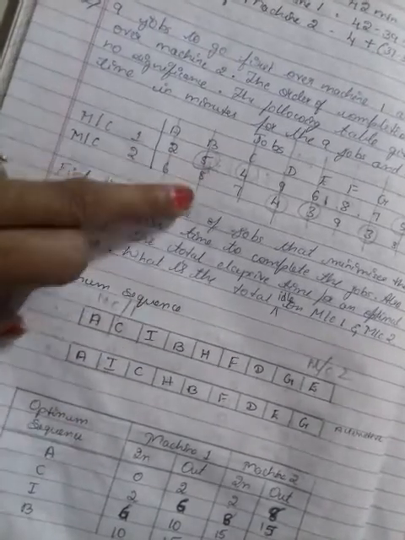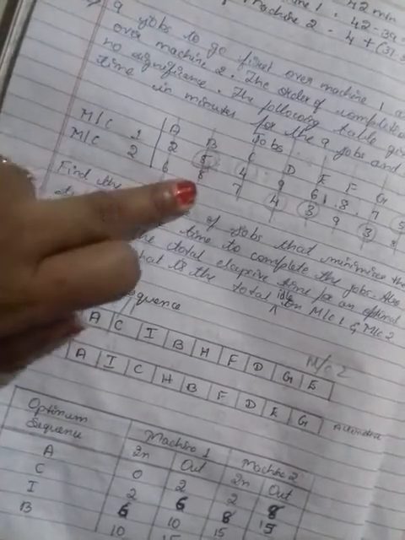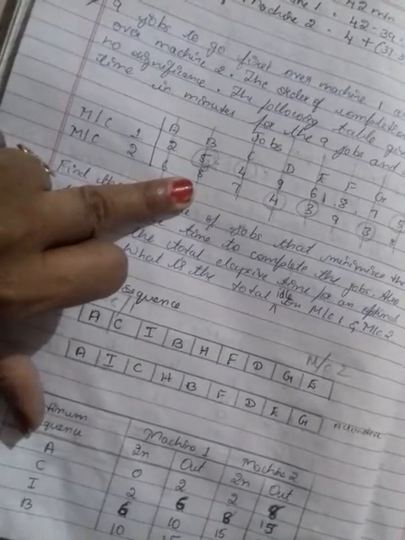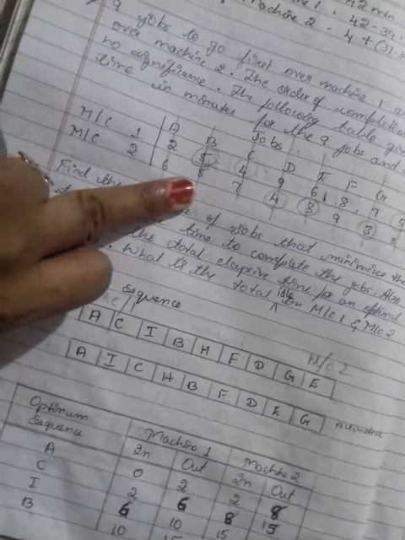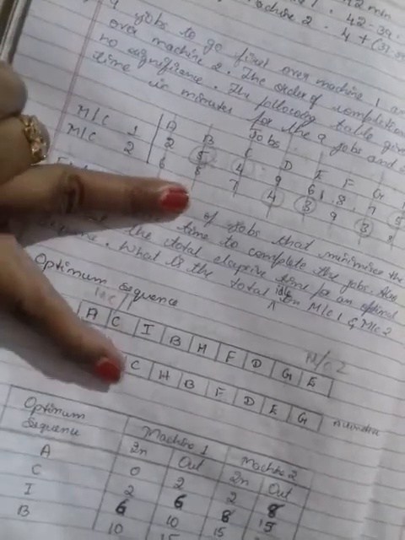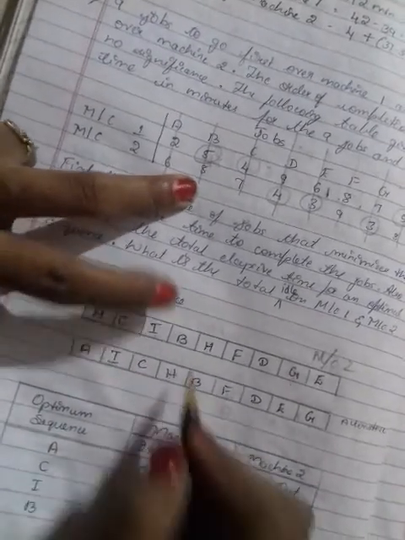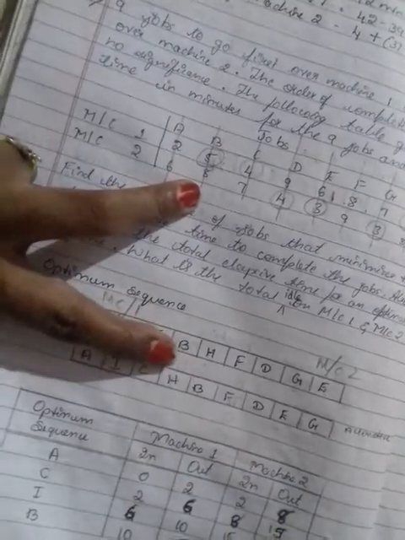So mission 2 for B takes 8 minutes to complete. So 26 plus 8 is 34. Okay, so now next one is H, isn't it? H job.